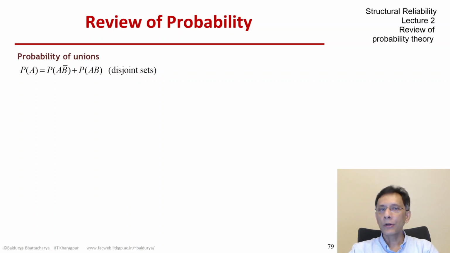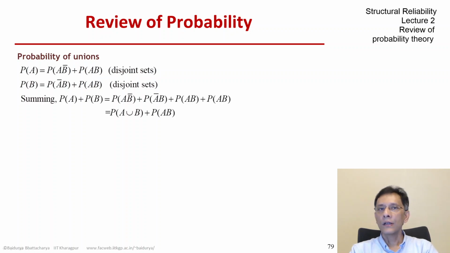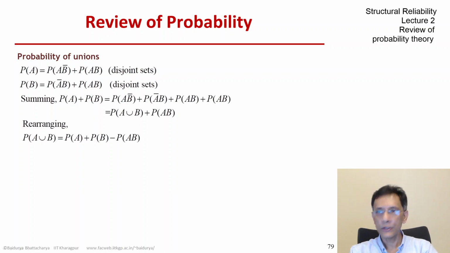So I can write the probability of A as the sum of these two probabilities that you see on the screen, and likewise I can express the probability of B as a sum of two probabilities as well. Now I can sum these two lines, and after just rearranging I come up with the probability of A union B when they are not necessarily disjoint.